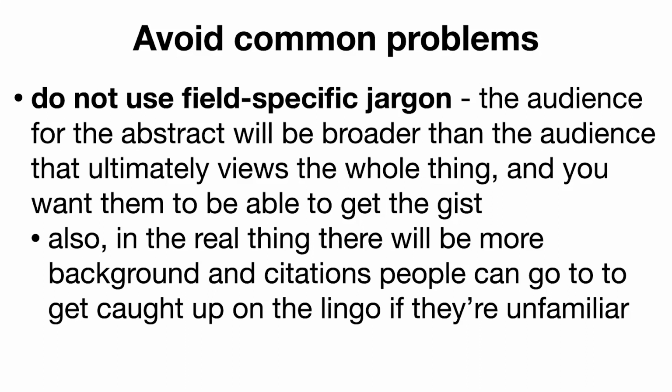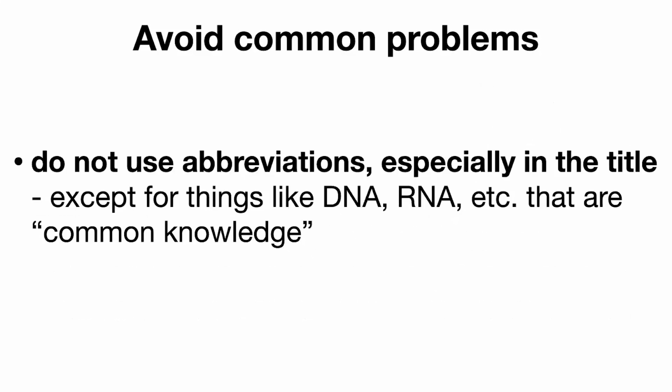Whereas you don't have room for all of that stuff in your abstract, so you want to leave out this field-specific jargon. Similarly, you don't want to use abbreviations, especially in the title. This is except for things like DNA, RNA, etc., that are basically generally accepted as common knowledge these days. If you look at older papers, you'll see that before DNA and RNA were common terms, they were actually spelled out. But then they became common knowledge, and you can leave them out and just use the abbreviation.